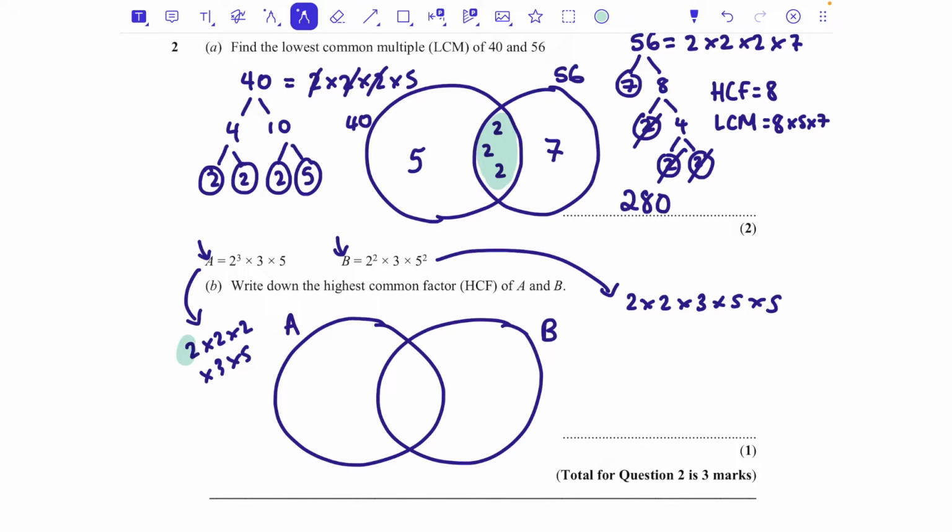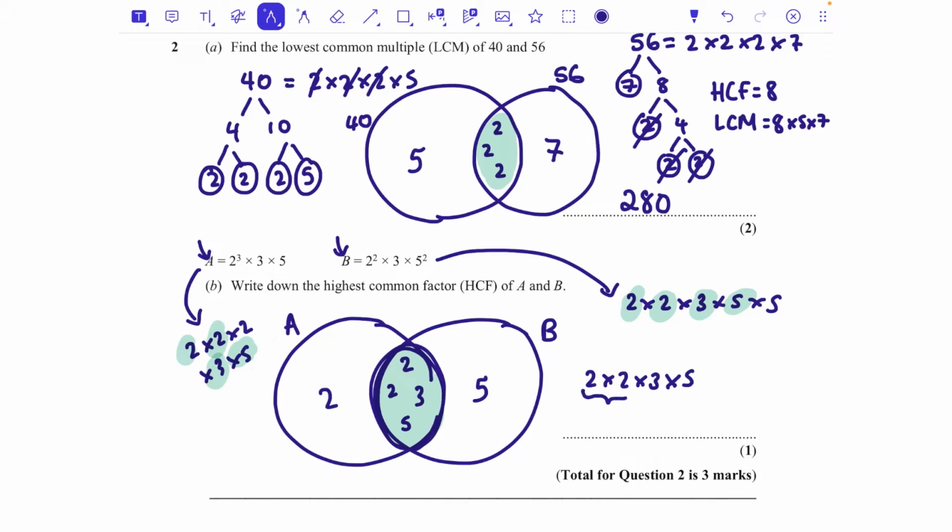So they both have a 2, they both have another 2, they both have a 3, and they both have a 5. So that can go in the middle: 2, 2, 3, 5. I've got a 2 left over here and a 5 left over here. If I want the highest common factor, remember that's all the numbers in the intersection being multiplied together. So I'm going to do 2 times 2 times 3 times 5, which is 4, times 3, which is 12, times that by 5, it gives me an answer of 60. And that would be my highest common factor.